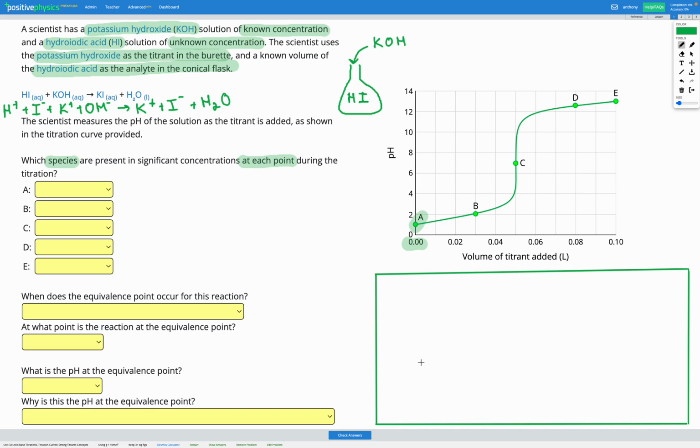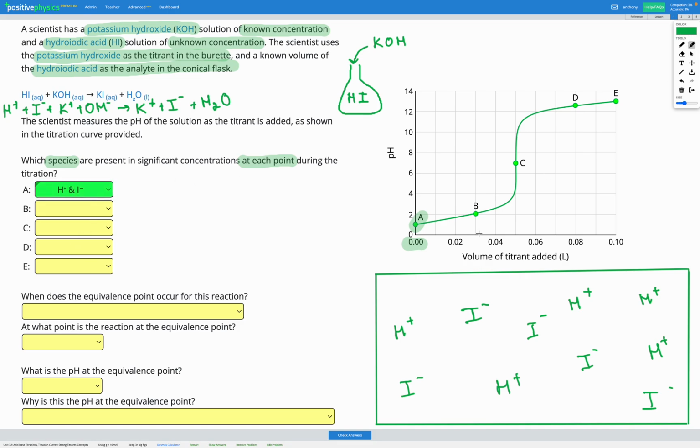Remember, hydroiodic acid is a strong acid, meaning it completely splits up into its ions. So I'm going to have some H+ and some I-. I'll just draw a few of these. So there I've got 5 H+ and 5 I-. I'm not going to draw the H2O in here just to make it a little bit simpler to look at. So that's all we have in here at the beginning. We have hydroiodic acid. Because it's strong, it splits into its ions. So looking at our box here, we're going to have H+ and I- in our solution.